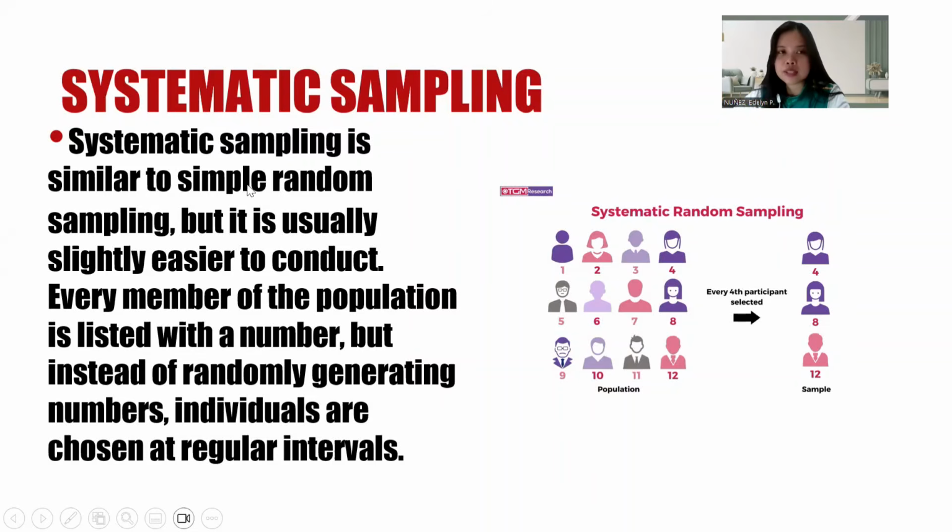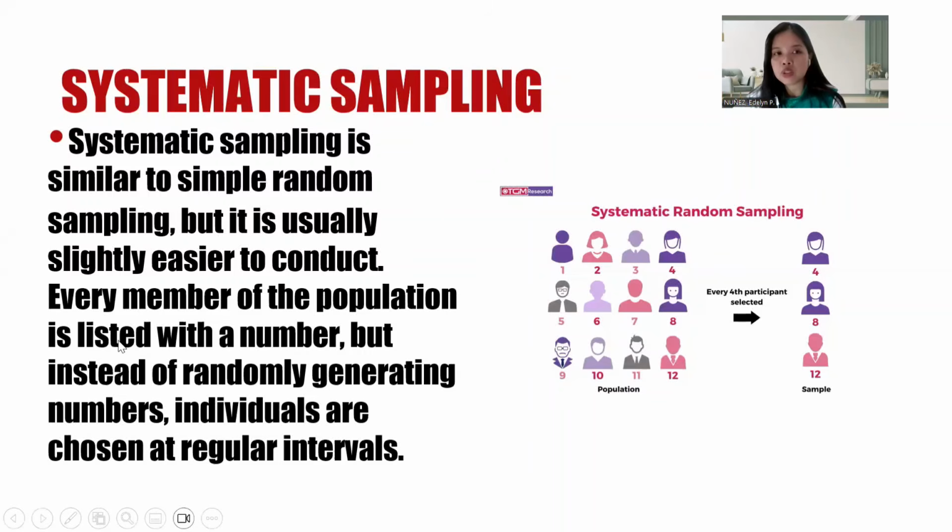Okay. As defined, it is similar to simple random sampling, but it is usually slightly easier to conduct. Why? You don't need a random generator here. You just need to have a system. The system is set by the researcher. So if you want the 10th one or the 4th one, it's up to you as a researcher.